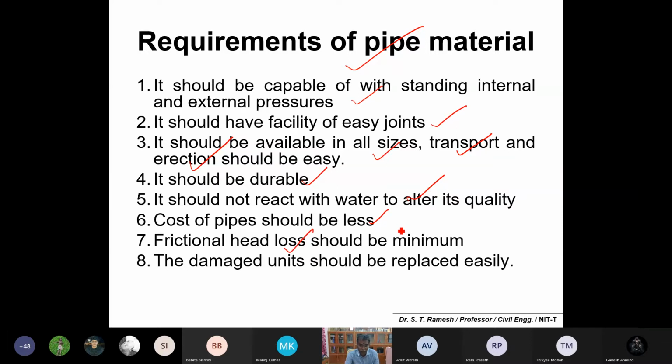Frictional loss should be minimum, and if there is any damage in the existing pipeline, you should be in a position to replace it very fast. Replacement should be very easy. So these are the 8 important requirements for the selection of pipe material. Is it fine?